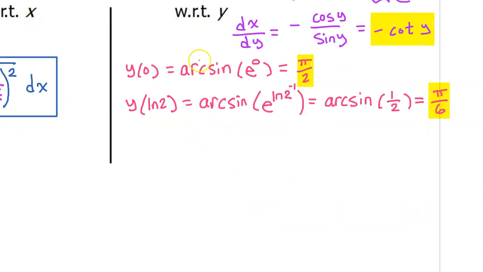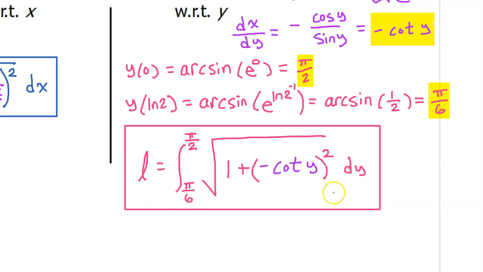Now we can write the arc length formula with respect to y using this derivative and these limits of integration. Be careful, even though the integral with respect to x was written 0 to natural log 2, the integral with respect to y will have to be written pi over 6 to pi over 2. It always has to go from least to greatest, and pi over 6 is less than pi over 2.